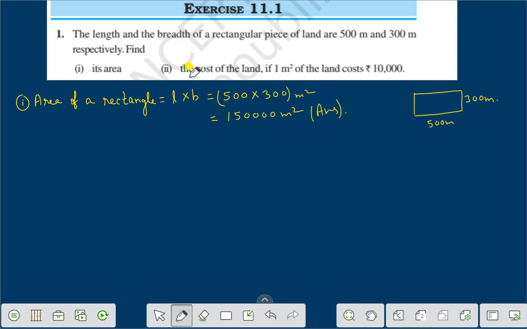Now question number 2. Find the cost of the land if 1 meter square of land costs rupees 10,000. To find the cost, therefore 1 meter square of the land costs rupees 10,000.